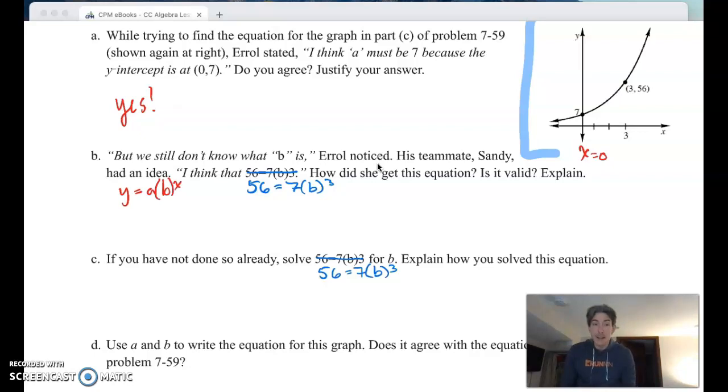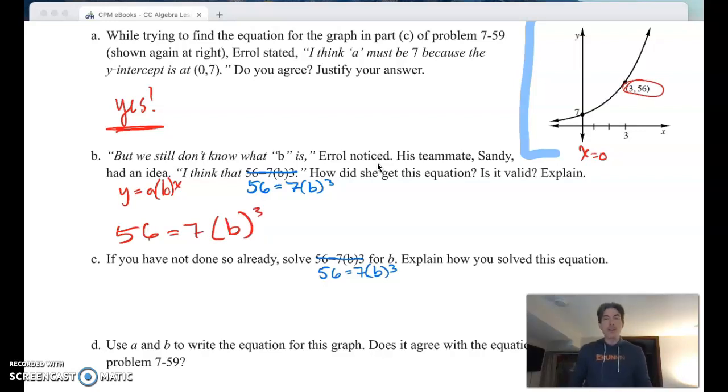She plugged in the 7 that we agreed for a, and then she took our (3, 56), just like we did in the prior problem, plugged in the 3 for x and the 56 for y. So she came up with 56 equals 7, there's my y-intercept, times b to the third.